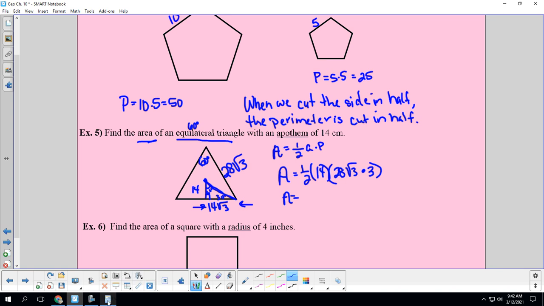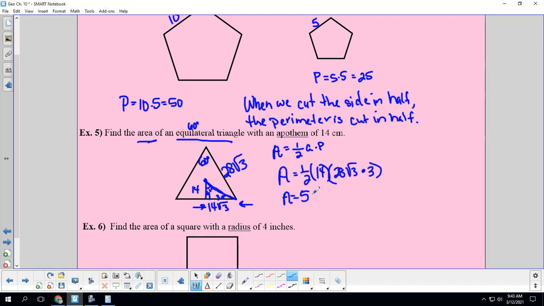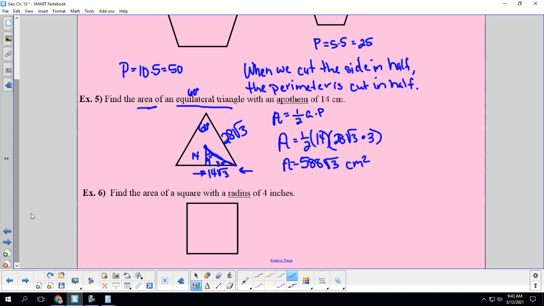So we got half of 14 is 7 times 28 times 3, 588. So that's all the whole numbers together, and then a root 3 is just going to chill on the end. Centimeters squared. How fun was that? Equilateral triangle. Ooh, I'm glad we did that review.